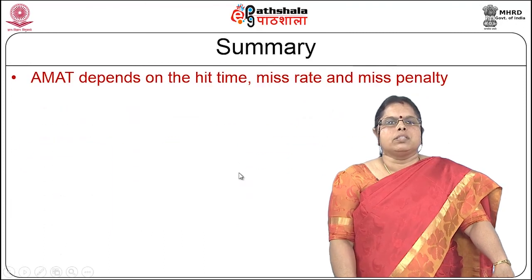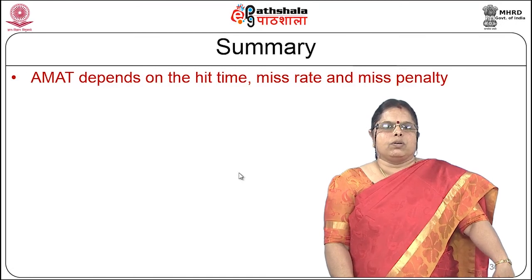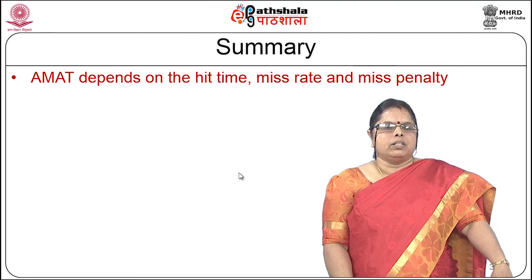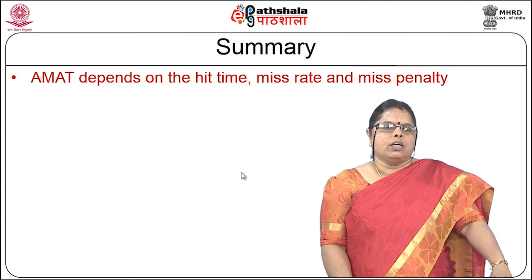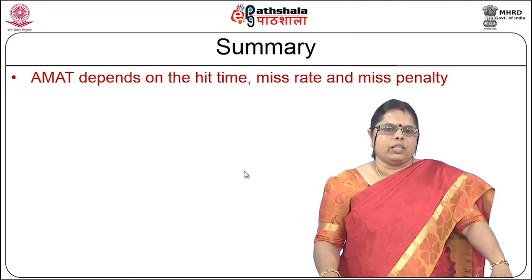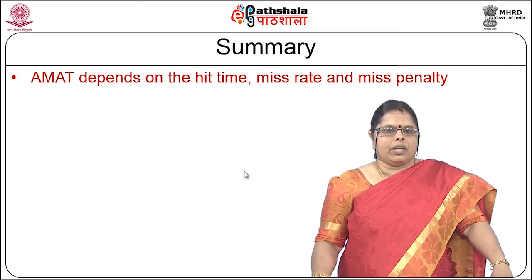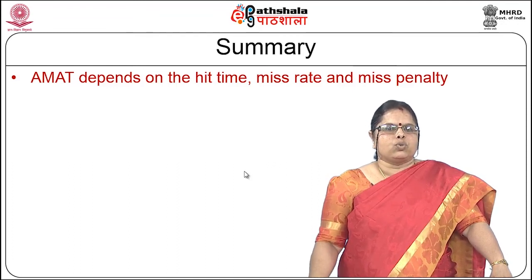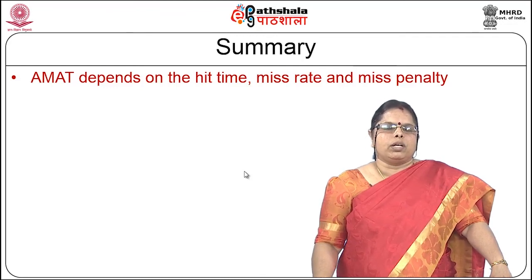To summarize, we are looking at the average memory access time of the processor. Average memory access time depends on different factors: the hit time, the miss rate, and the miss penalty. When the processor generates a reference, you go to the cache and check whether it is available, in which case it becomes a hit. That access is associated with the hit time, and it may not hit in the cache with a probability, which is your miss rate.